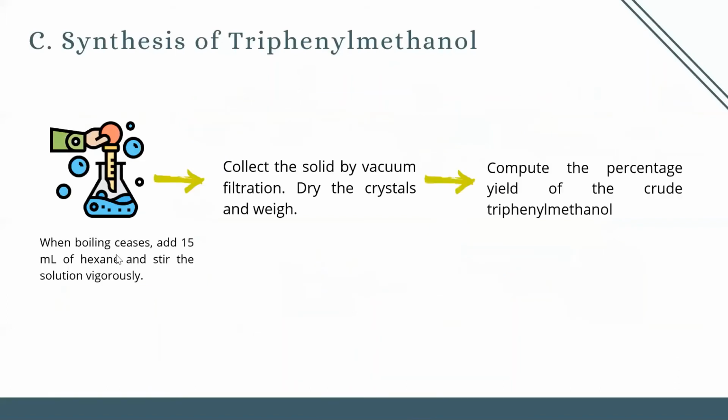So in continuation, when boiling ceases, add 15 ml of hexane and stir the solution vigorously. White crystals of triphenylmethanol will separate at this time. And next is to collect the solid by vacuum filtration, dry the crystals, and weigh. And lastly, compute the percentage yield of the crude triphenylmethanol.